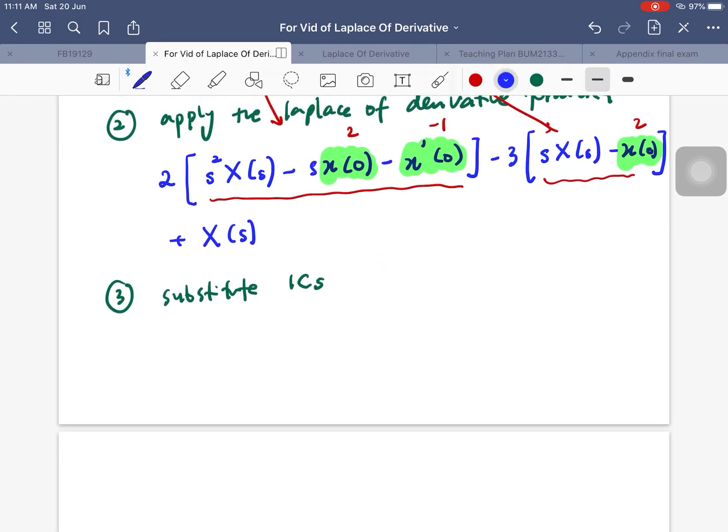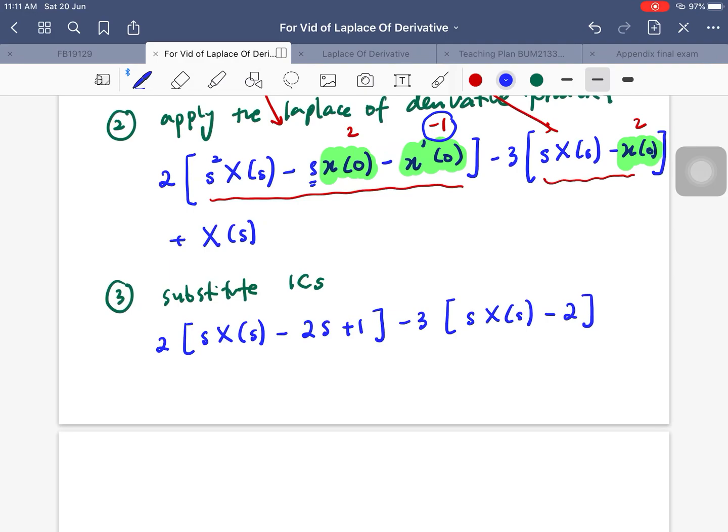So therefore, when I write my equation, it's now going to be a 2, and I'm going to end up with s, capital X of s. So minus, remember, there's an s right here, multiply that by a 2. So it's going to be minus 2s, minus of negative, so that will be a positive of 1. And then I'm going to have a -3. So here, first term is going to be sX of s. And now my x naught is going to equal 2. And the last term is going to be capital X of s. Okay, so I have substituted all the initial conditions.